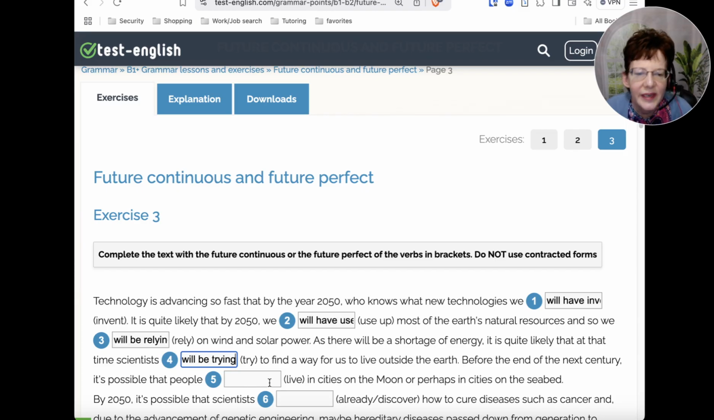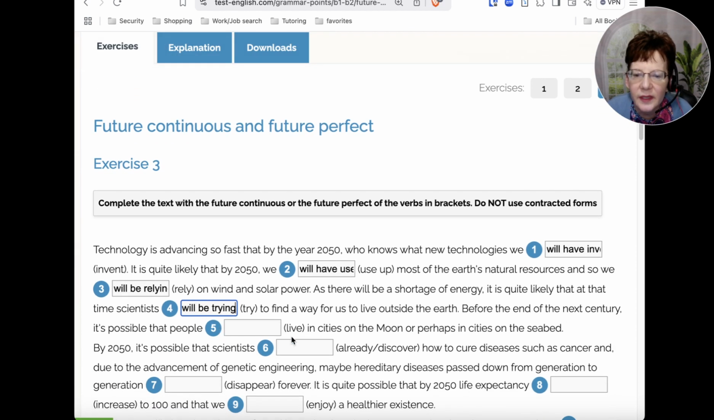Okay, and then one more here. Before the end of the next century, it's possible that people live in cities on the moon or perhaps in cities on the seabed. Okay, so before the end of the next century. So continuous again, will be living.